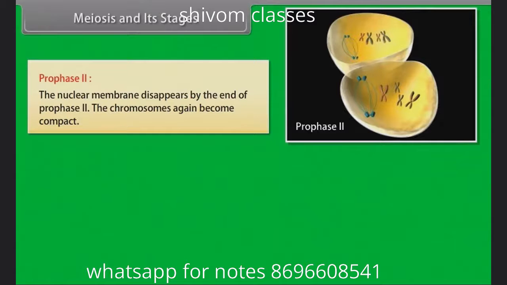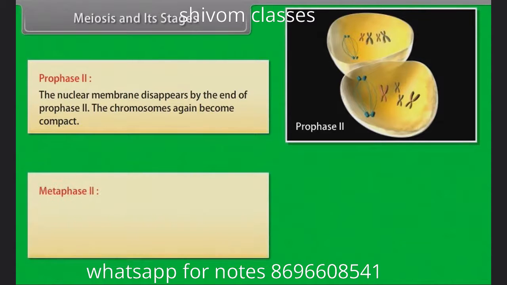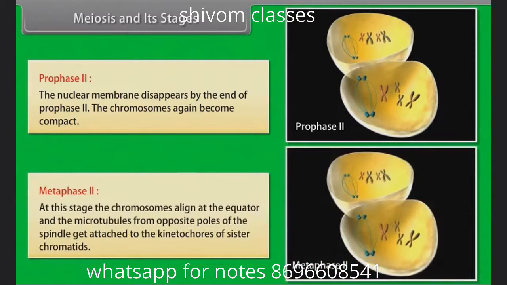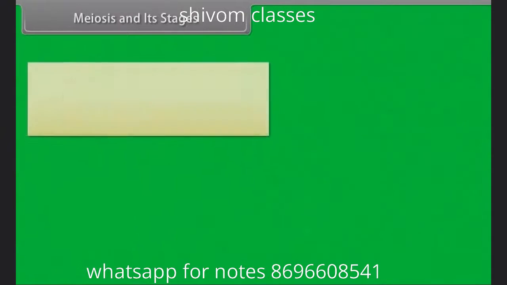After prophase 2, metaphase 2 takes place. At this stage, the chromosomes align at the equator and the microtubules from opposite poles of the spindle get attached to the kinetochores of sister chromatids. Similar to mitosis, metaphase 2 is followed by anaphase 2.